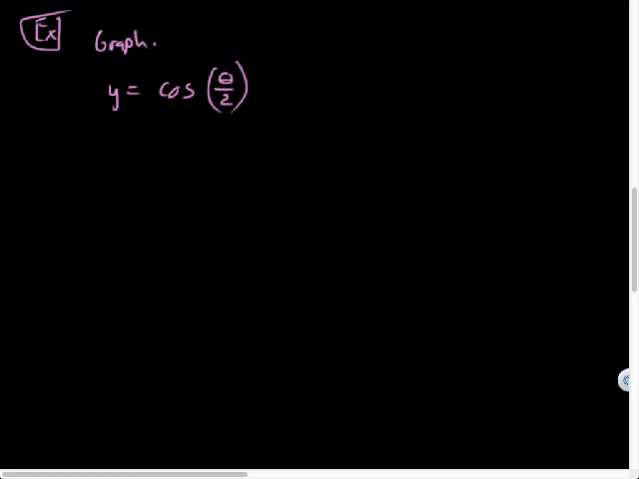Y equals cosine of theta divided by 2. So first question, what is the amplitude here? Well, what's the number outside the cosine here? There's a 1 right there. So the amplitude would be the absolute value of 1, or 1, right?